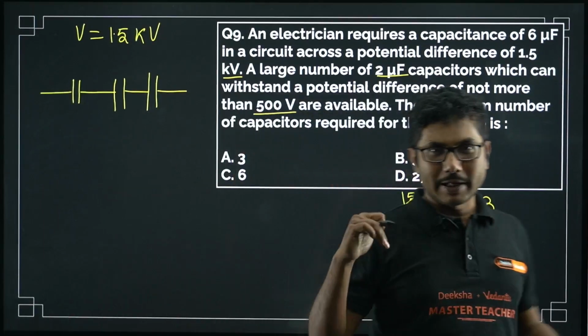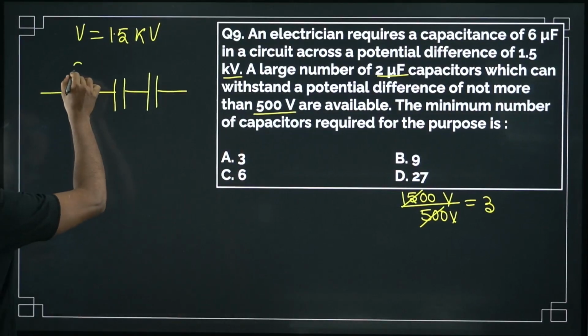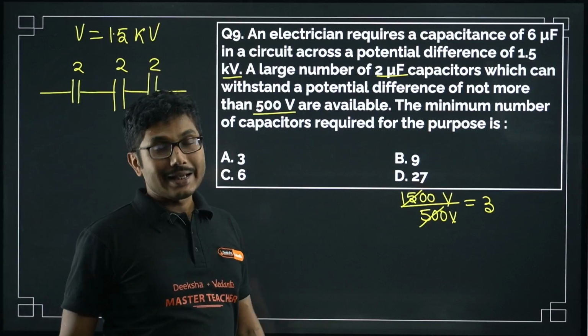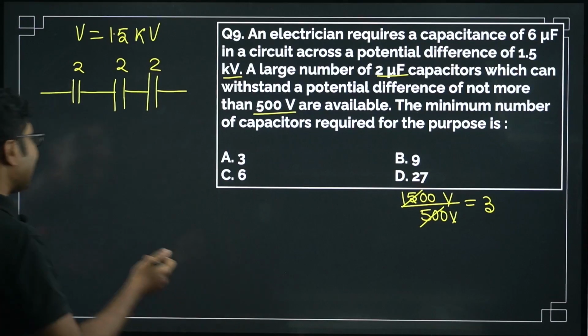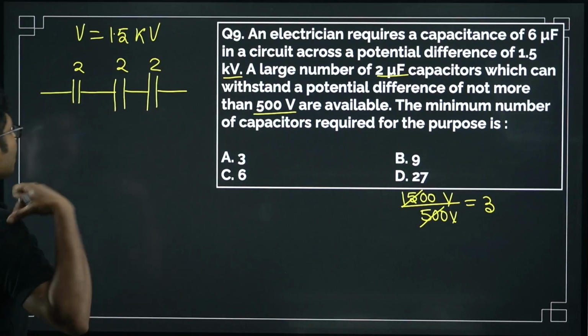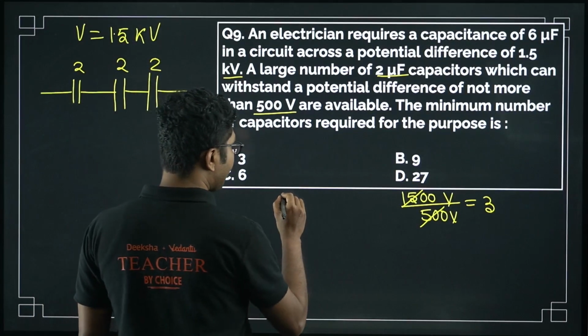Now this is not 6 microfarad, by the way. In case of series combination of capacitors, they do not get added directly, they get added reciprocally. So what is the equivalent capacitance of these 3 capacitors?